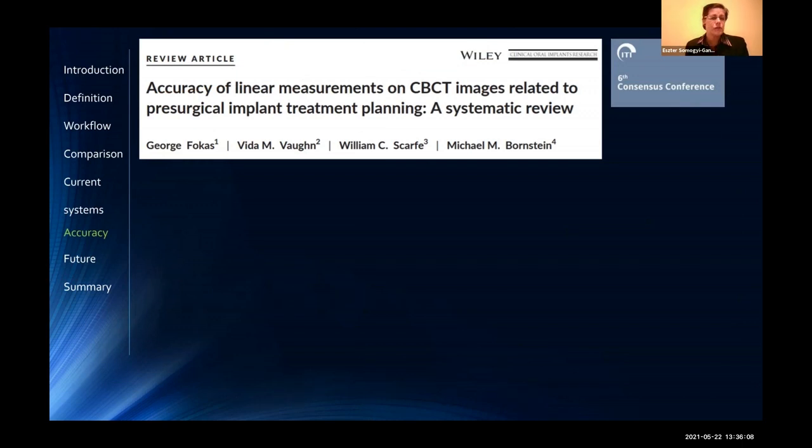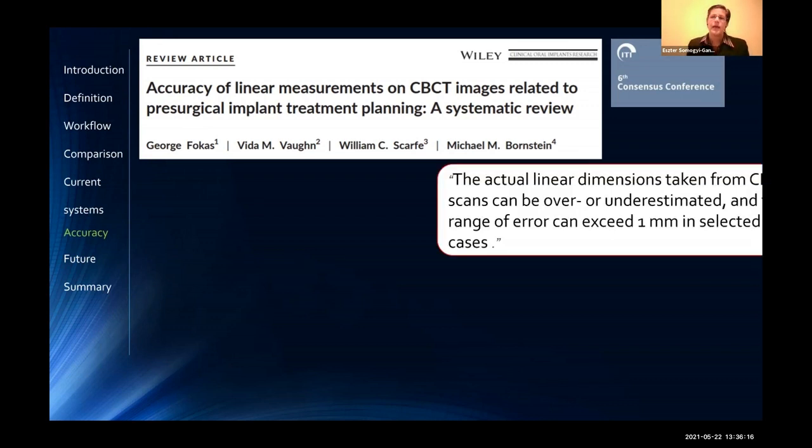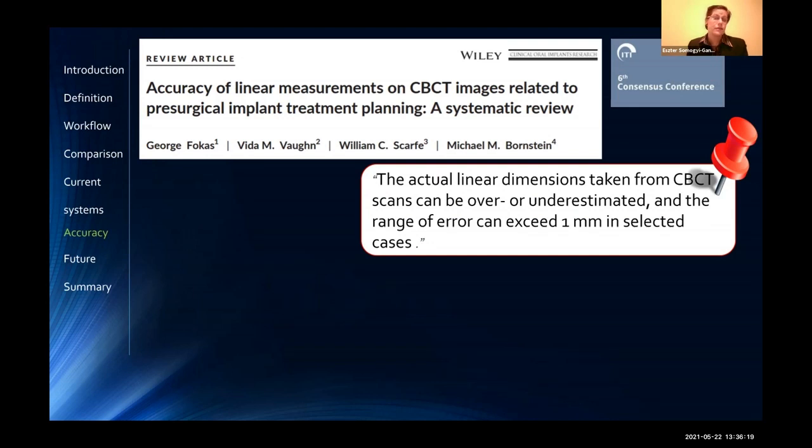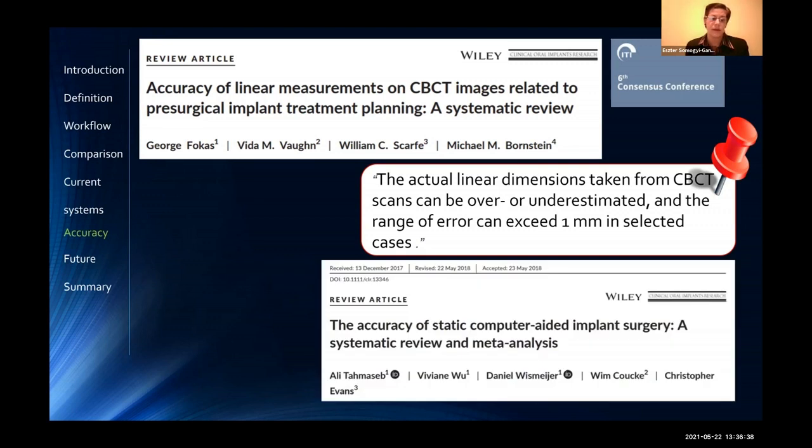When it comes to the literature and you look at how static and dynamic guidance compares and how accurate they are, there are several systematic reviews out there by now. This is the ITI consensus conference. The important thing is that the accuracy errors don't always come from the surgeon or the planning. Sometimes it can come from even the imaging techniques. CBCTs have been shown to have possibly up to 1 millimeter errors, right? So you're already starting with 1 millimeter there.